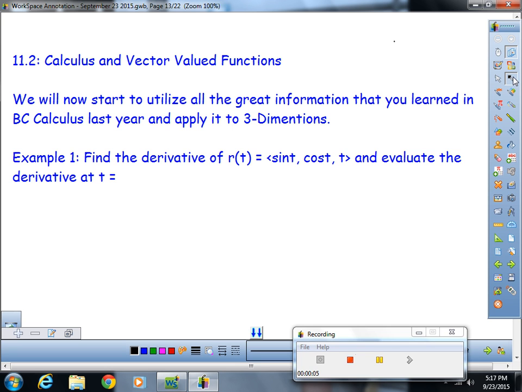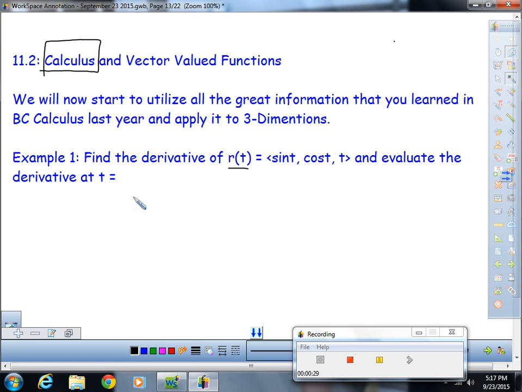All right, we are back into calculus mode. Welcome back. Hope everybody enjoyed their little break. Okay, we're going to get right into this. Let's find the derivative of our vector valued function given by r of t equals sine of t, cosine of t, comma t. So this is like half of a helix.